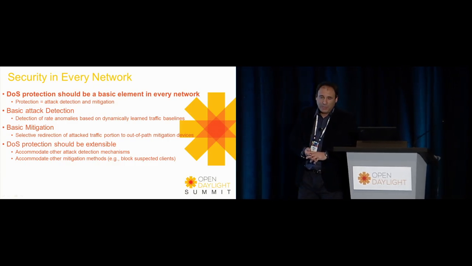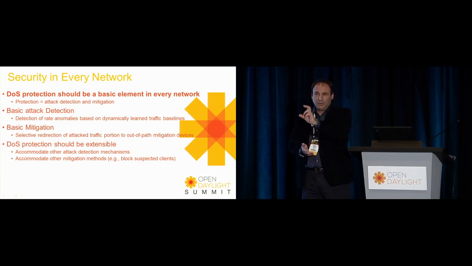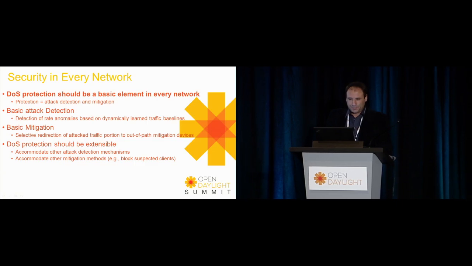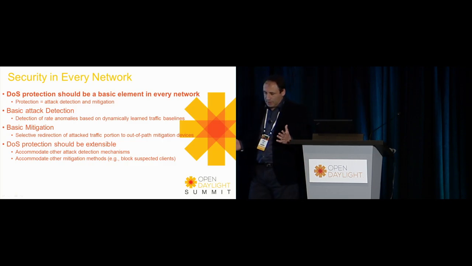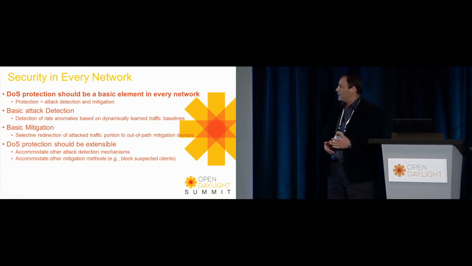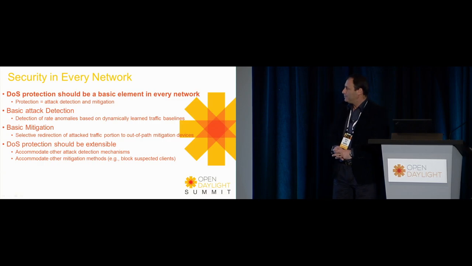Traffic redirection can be selective. Namely, we can redirect only the attacked portion of the traffic. So for instance, if there is an attack on TCP, we redirect only the TCP traffic, while UDP and all other traffic remains on the main course. We also believe that denial of service protection should be extensible. So if desired, users can have more advanced, sophisticated mechanisms both for detection and then mitigation policies.